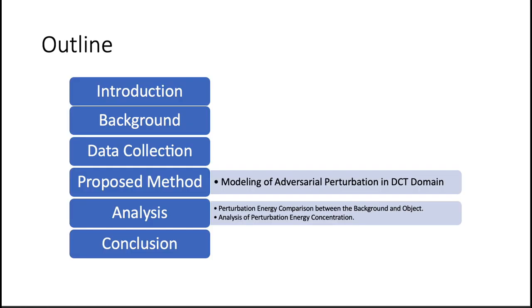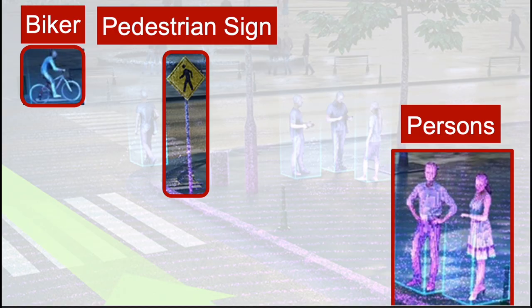Today's outline: we're going to go through the introduction and then the background, and then we're going to explain how we collected the data sampled in our analysis. Then we're going to show how we modeled the adversarial perturbations in the DCT domain. Then we'll do an extra analysis of the perturbation energy, comparing it and splitting it into two parts, background and object, using one of the well-known CAM algorithms. Then we'll analyze the perturbation energy concentration in the DCT domain.